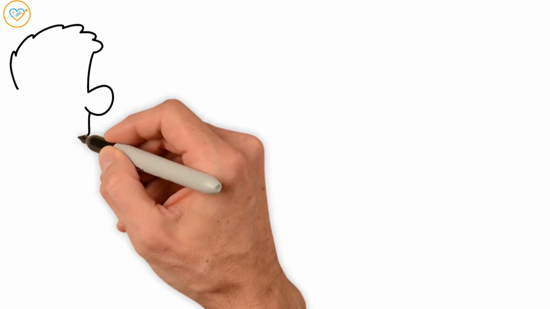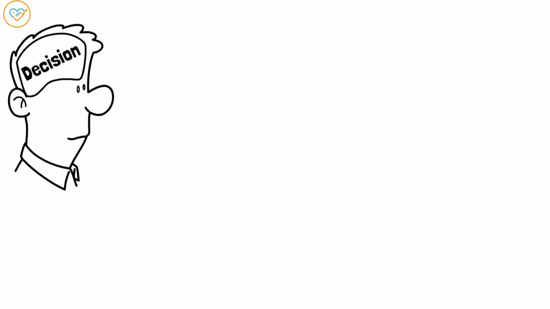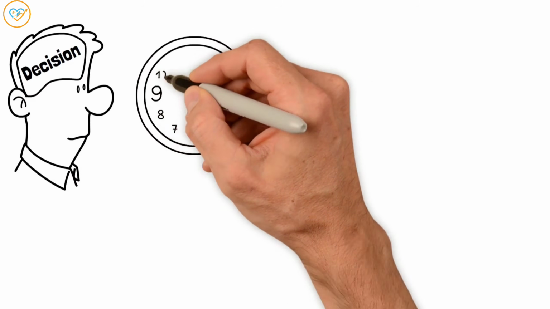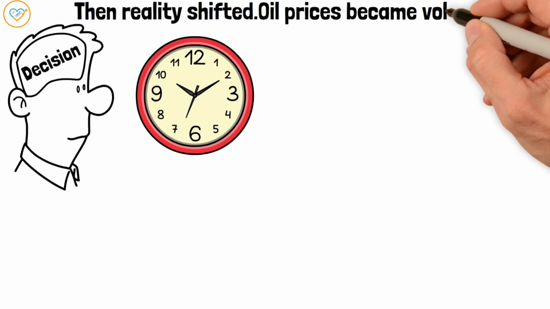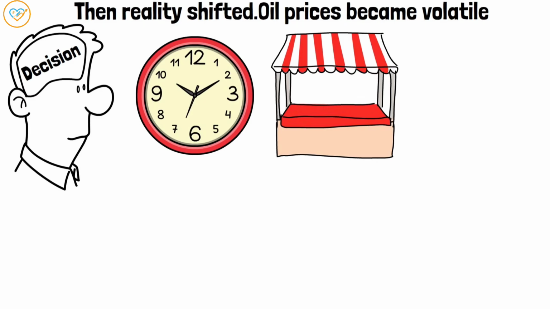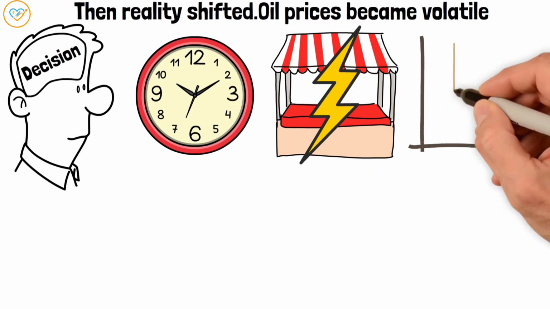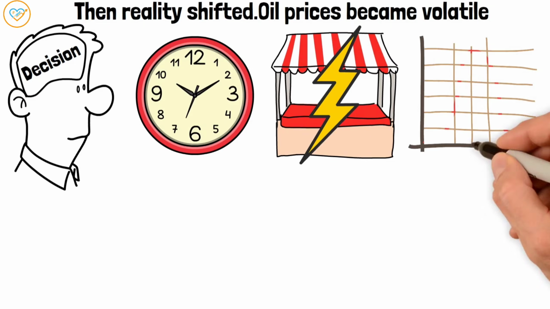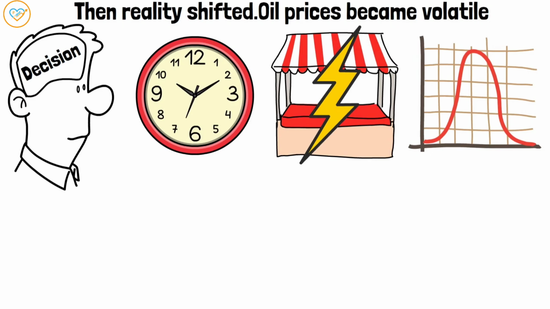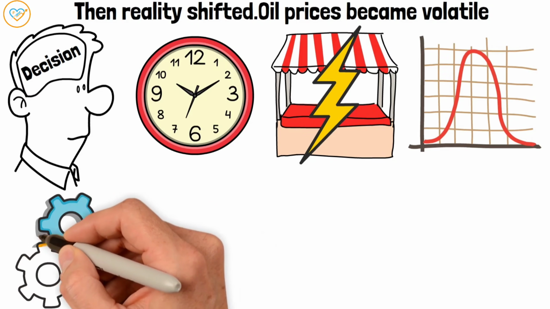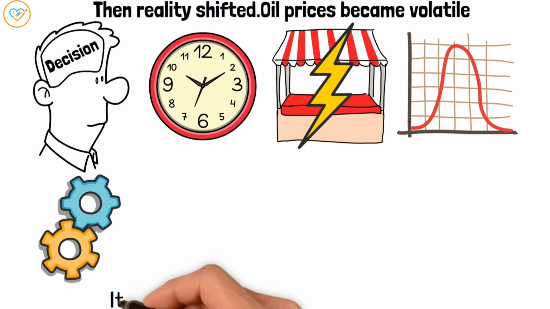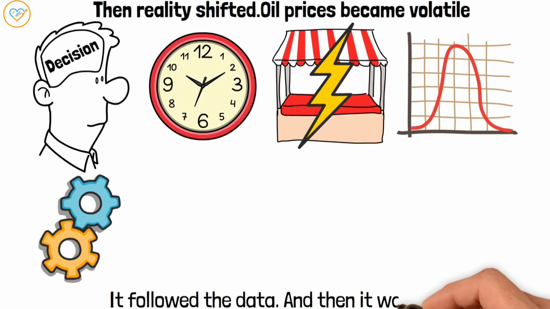From a rules perspective, the decision made sense. The data supported it at the time. Then reality shifted. Oil prices became volatile. Energy markets turned unpredictable. That volatility weighed on SCHD's short-term performance. Here's the key takeaway. The system did exactly what it was designed to do. It followed the data, and then it waited.